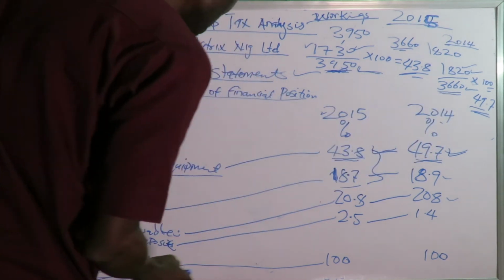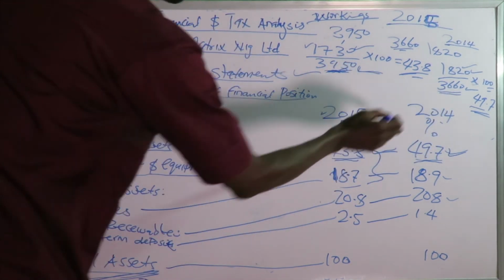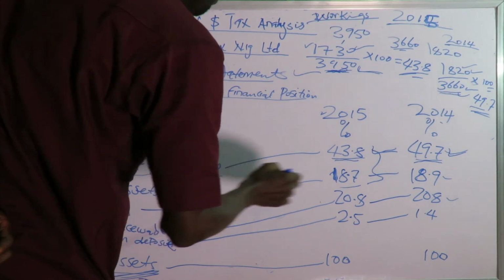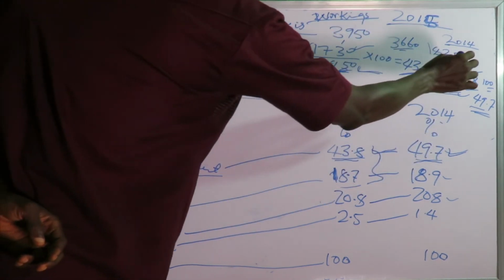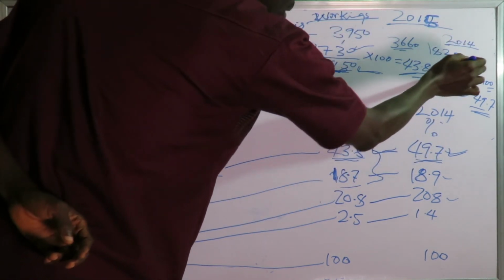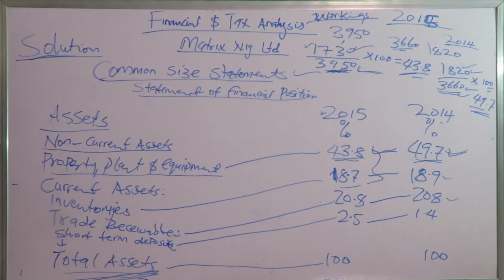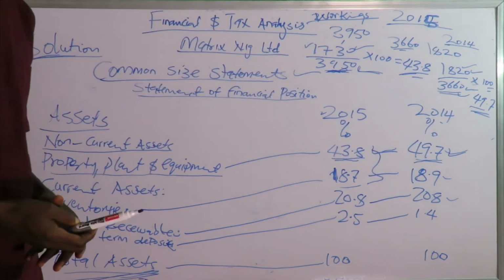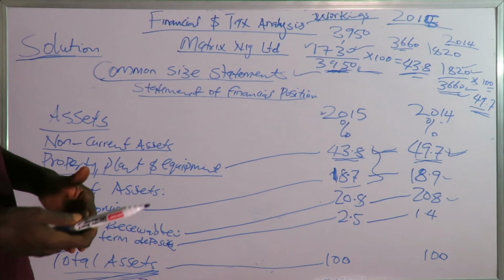Then for 2014, the same thing. Look for the total asset, which is here. Then for inventory, look for the 2014 figure, it is in both. You clean this one, bring it, and just like that. So this is the end of part A of this question.